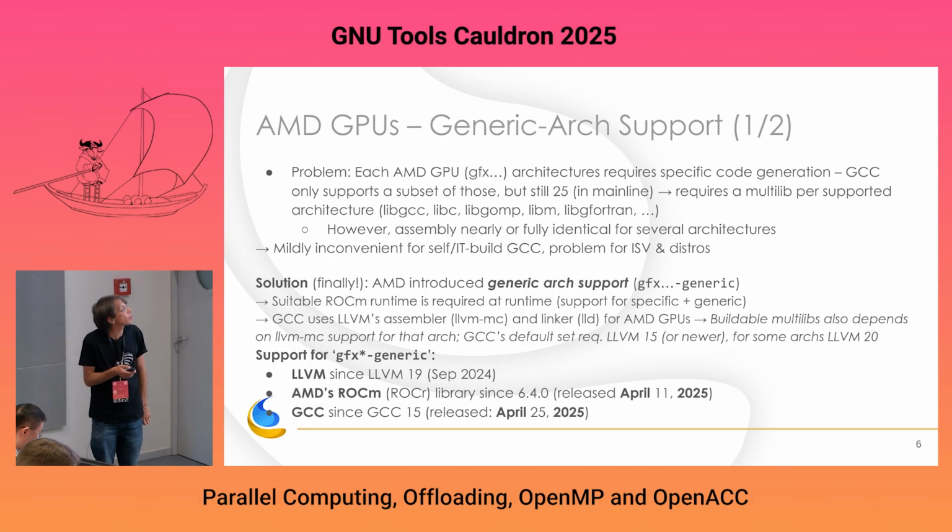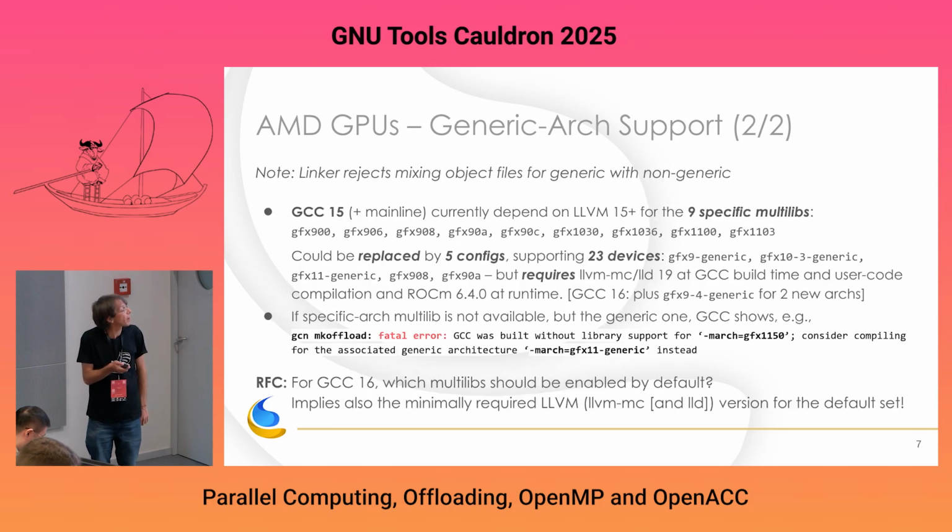And the question is, which ones one should choose? Currently, it can be compiled with the LLVM 15 linker in GCC, but one could move to one, but then that requires LLVM 90. The question is what one should do. The top ones are currently the ones supported, and in principle, instead of having 9 configs, one can have 5.